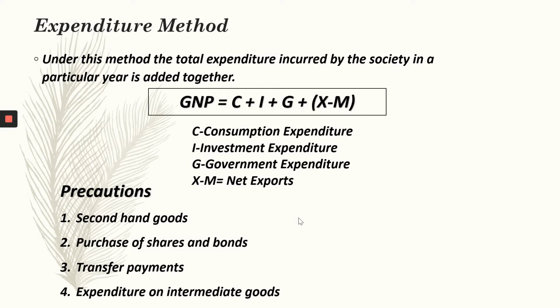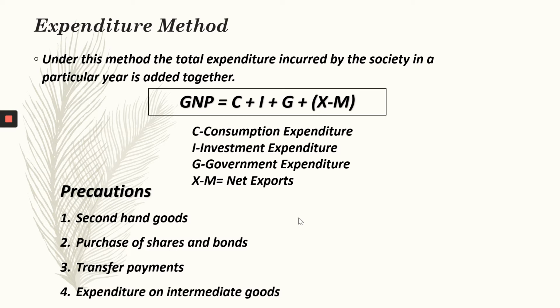Expenditure method. Expenditure method is also called the outlay method. Under this method, the total expenditure incurred by the society in a particular year is added together. So this is from the expenditure side.